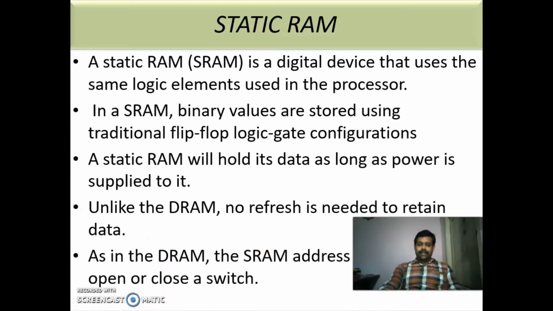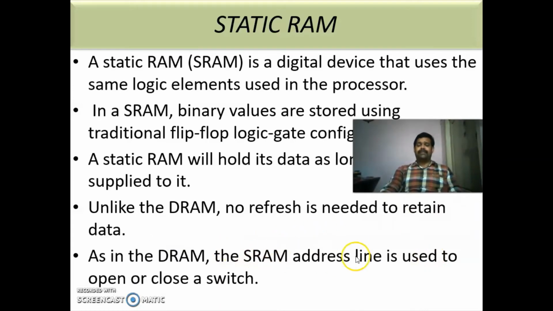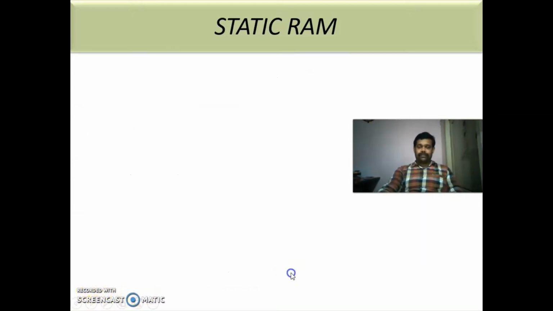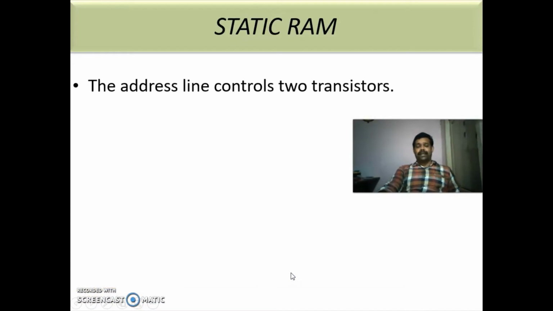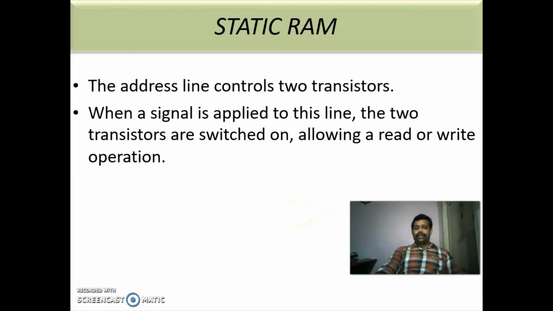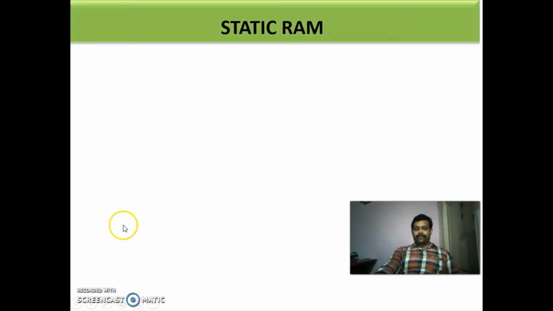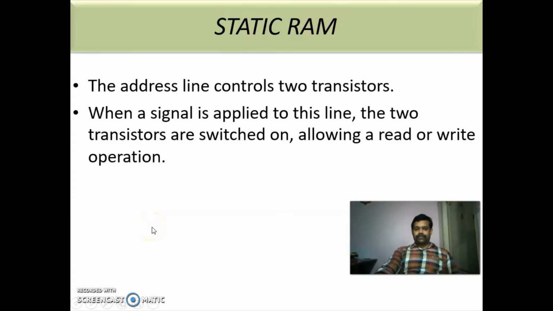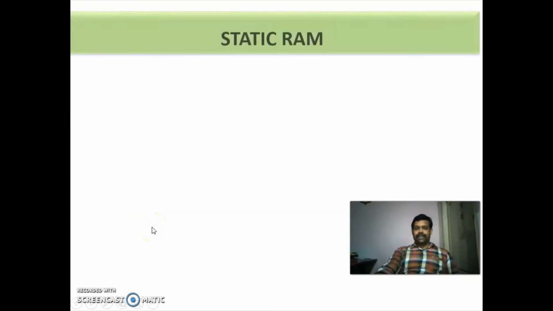As in the DRAM, the SRAM address line is used to open and close a switch. So in order to open or close a switch, we need the address. Next, the address line controls two transistors. When a signal is applied to this line, the two transistors are switched on, allowing a read or write operation. Next, static RAM.